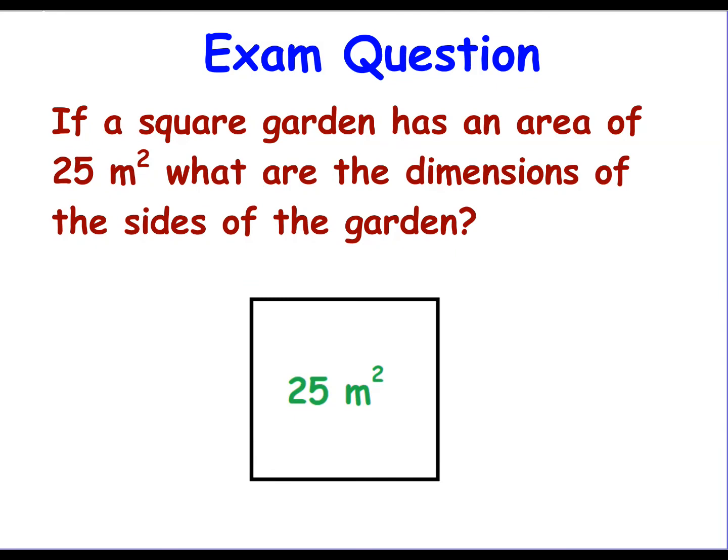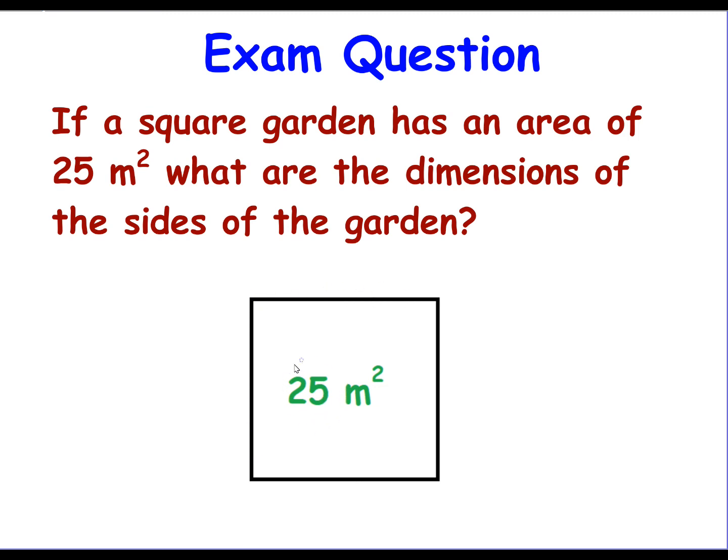So here's a question that has a square garden with an area of 25 meters squared. And what are the dimensions of the sides of the garden? In other words, what are the two lengths of this side and this side that gave us an area of 25? So this is our square number because it's the result of these two numbers being multiplied by each other. And being a square, these two numbers are the same.